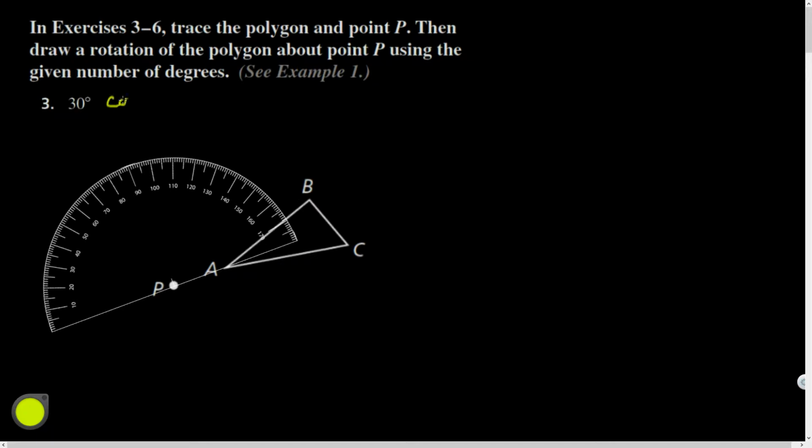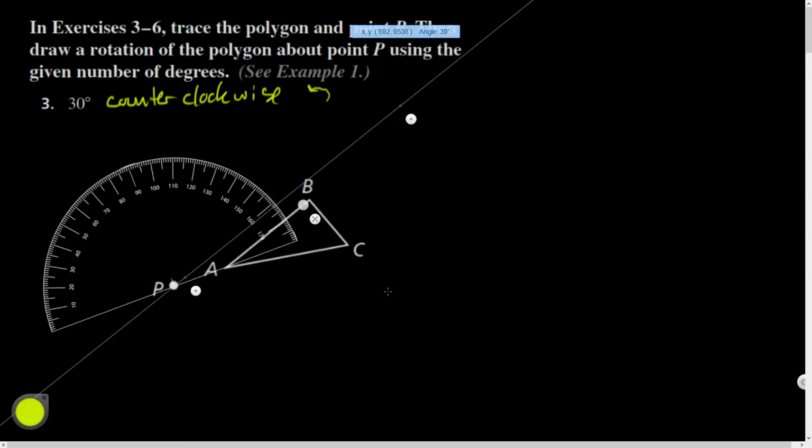So if I want to rotate this object, ABC, about point P, 30 degrees, that's going to be counterclockwise, by the way. That's this direction, just so you're aware. Lefty-loosey, if you will. And what I'm going to do first is draw the segment P to A.